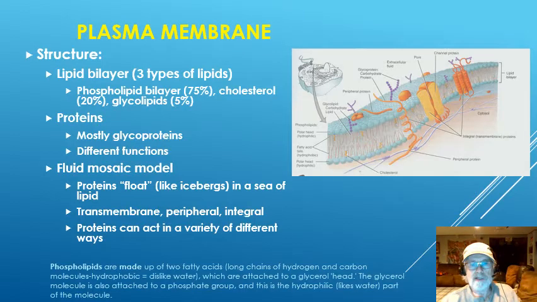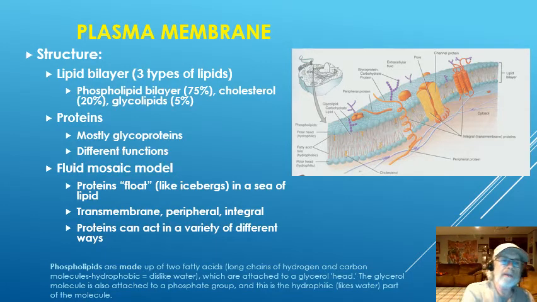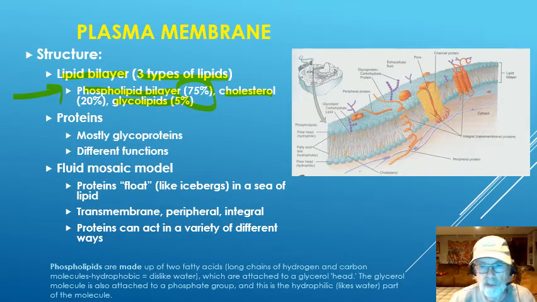Okay, let's talk about that plasma membrane, because this is really critical. First of all, plasma membranes are basically a lipid bilayer. Lipid means fat. There are three types of lipids in this. One's called a phospholipid, which is the majority of it. There's also a little bit of cholesterol and a little bit of glycolipids. Here's what I want you to remember: the majority of it is phospholipids. I'll explain what that phospholipid is in a little bit.